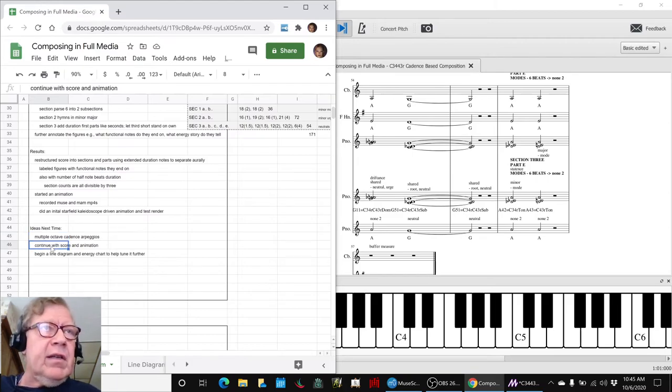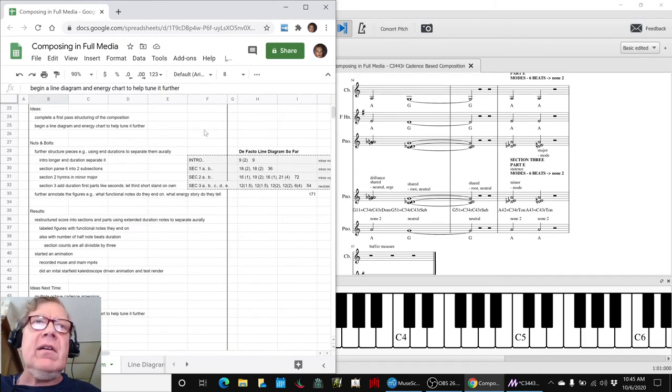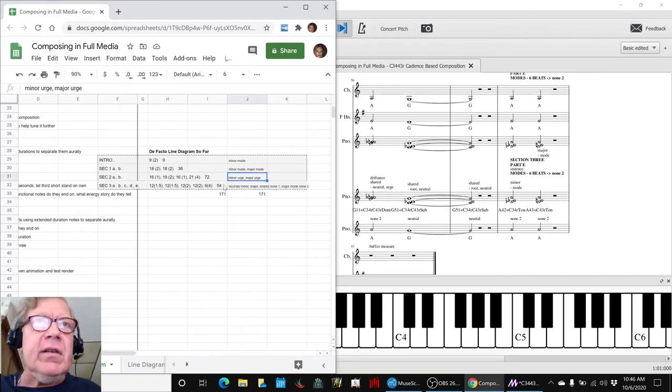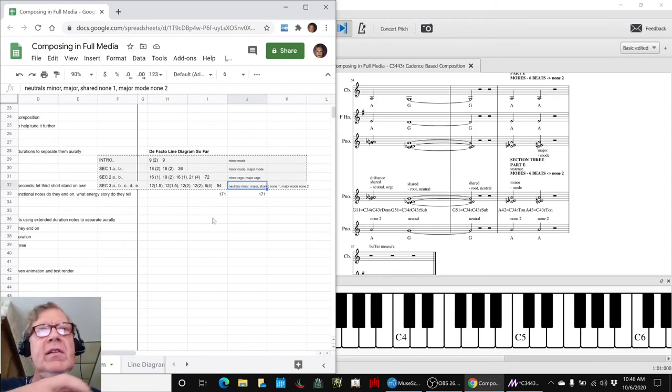We also would like to continue with the score and animation and extend our line diagram with an energy chart to help us tune the composition. You can see here, this has already been shown, these are the minor modes, these are the urges, and these are the neutrals. And it is telling an energy story already in that it's going from tonic to dominant, subdominant, ambivalent, and then ending up back on tonic. So that's a very traditional energy story.